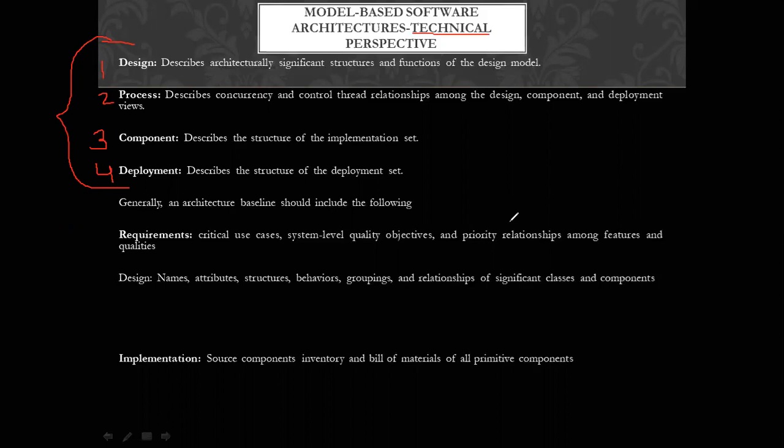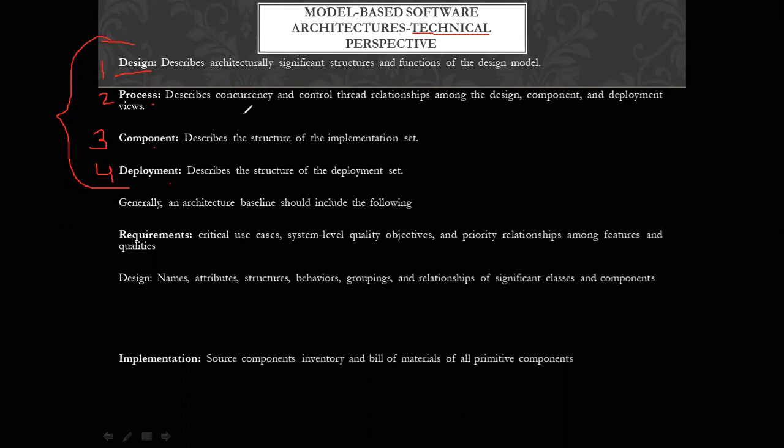So the design view is the first one. The design view is the most common one, and it is probably necessary for every system. The other three views, process, component, and deployment, depend on the requirements and size of the project.